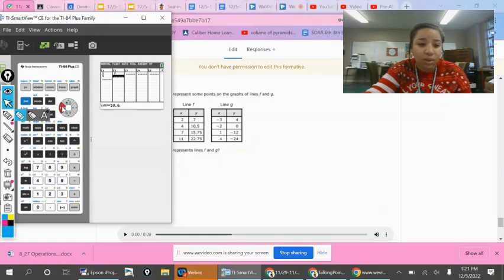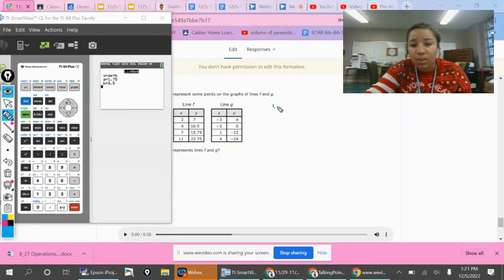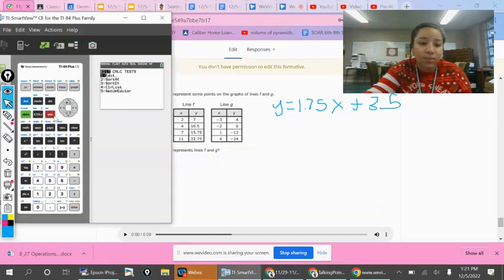Oh no. 5, enter. I'm going to do stat. I'm going to go over to calc, 4, enter, enter, enter, enter. And then I know that this one is going to be y equals 1.75x plus 3.5. Okay? Now I'm going to do the next one.